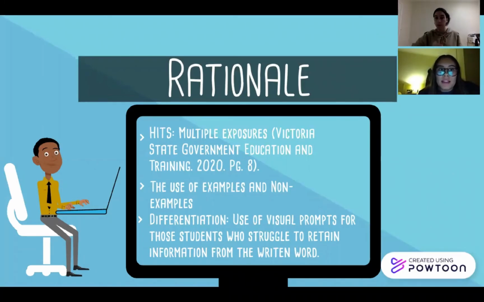So in our slides that include examples and non-examples, we have focused on the ideas of multiple exposures found in the high impact teaching strategies to promote discussion, familiarization, and test the students' current understanding of cells. Examples and non-examples is a strategy utilized to test the students' grasp on the content and their own ability to justify and argue their understanding. The use of picture prompts has been utilized for our visual learners who struggle with the written word. We are ensuring to differentiate through the learning process so every student has the opportunity to learn.